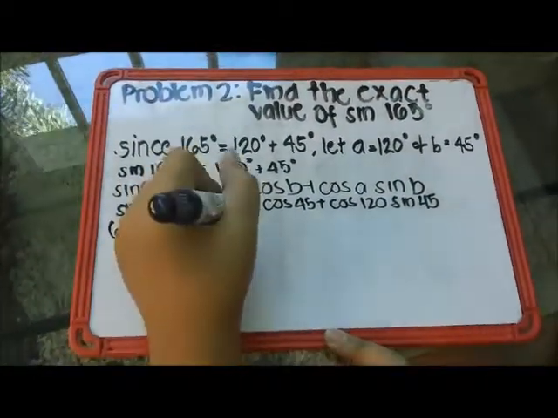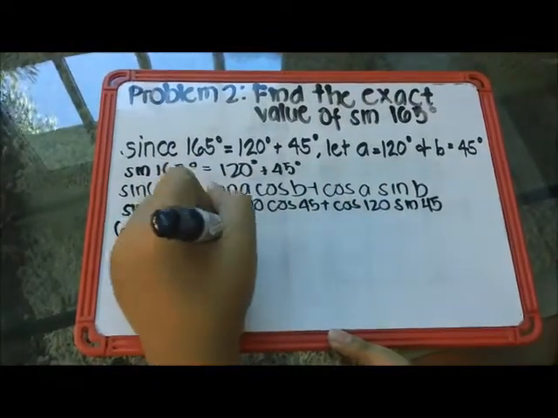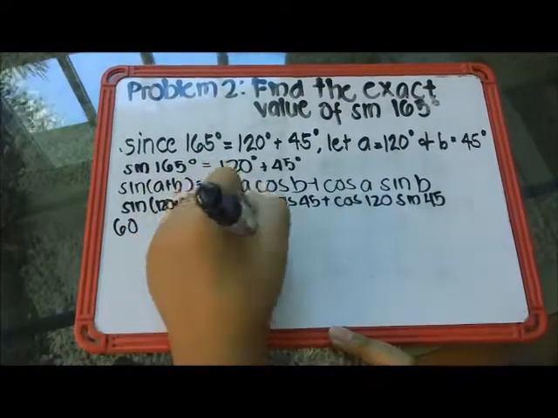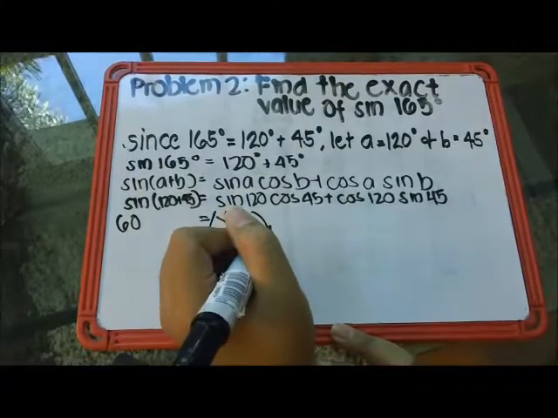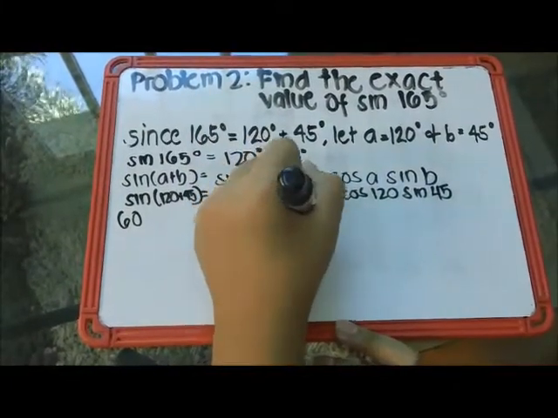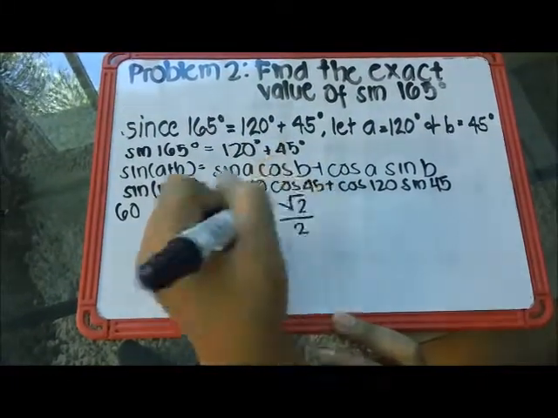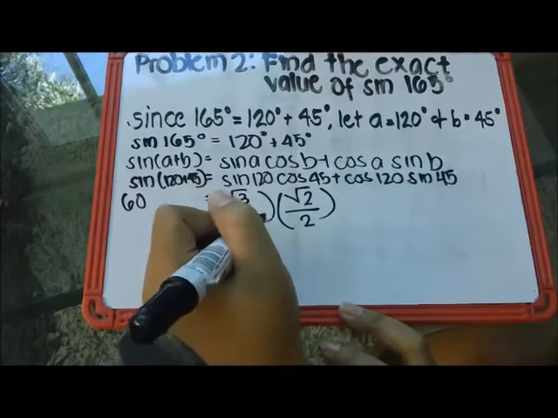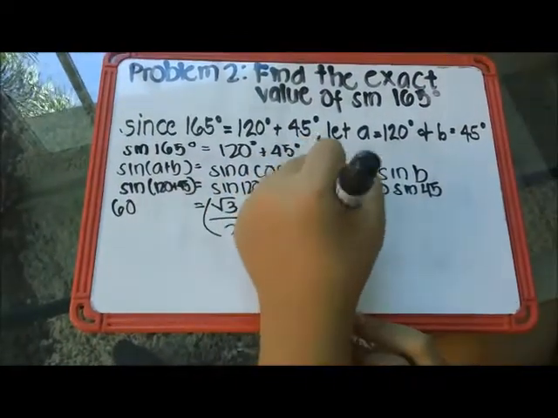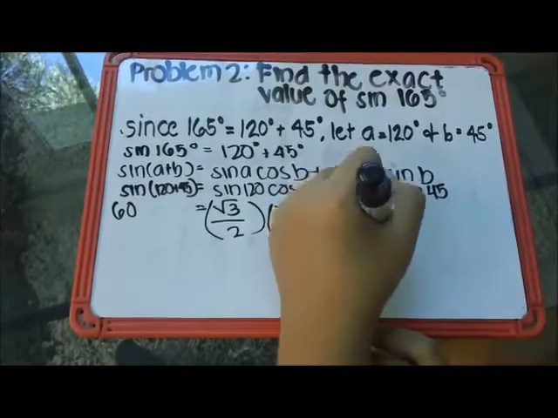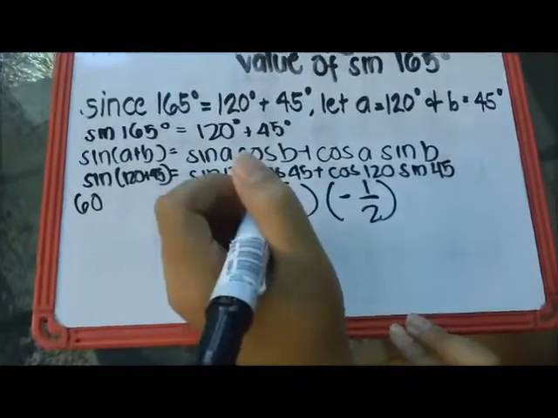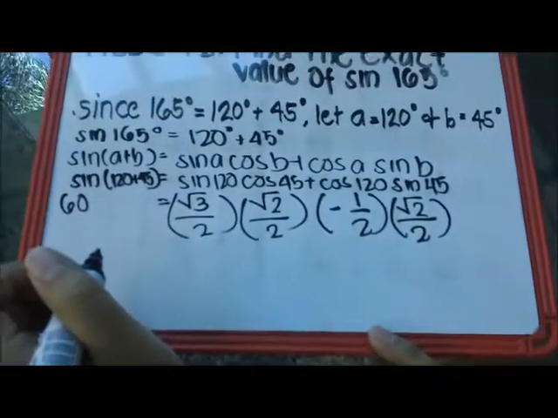We'll now substitute and get the exact values of the following. For sine 120, it would be square root of 3 over 2 multiplied by cosine 45, which is square root of 2 over 2, plus cosine 120, which is negative 1/2, multiplied by square root of 2 over 2.